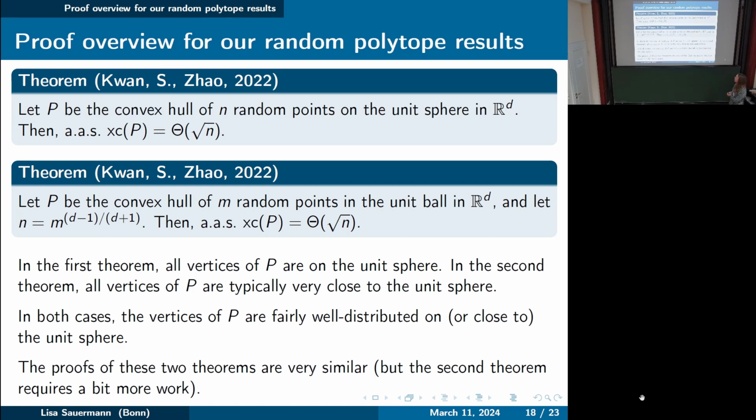And so for simplicity, in this proof overview, I'll only focus on the first model. The second model is a little bit more difficult in terms of studying the random distribution of the vertices, because it's a bit more complicated. I mean, they're not uniformly random anymore as in the first model. But in terms of the ideas for bounding the extension complexity, it's the same. So let's focus on the simpler case with the first model.